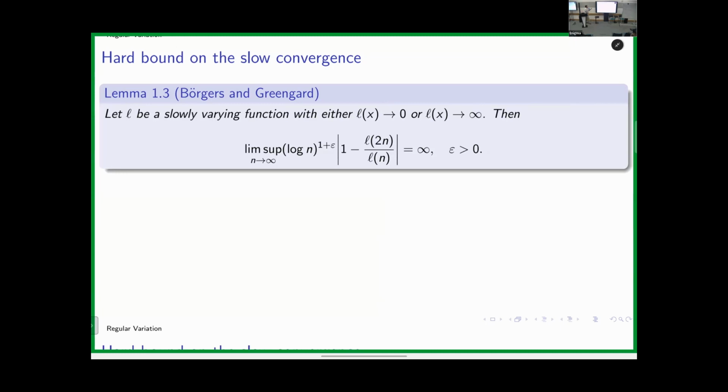So if your slowly varying function little l goes to either 0 or infinity, so again log, or 1 over log, or a power of log, then this sum is infinite. Okay, and again I have a 2 here, but you could have 3, 4, or any other constant. So morally, what this says is that you cannot go faster to 0 than logarithm, or logarithm to the power 1 plus epsilon or something. Do we all see that?